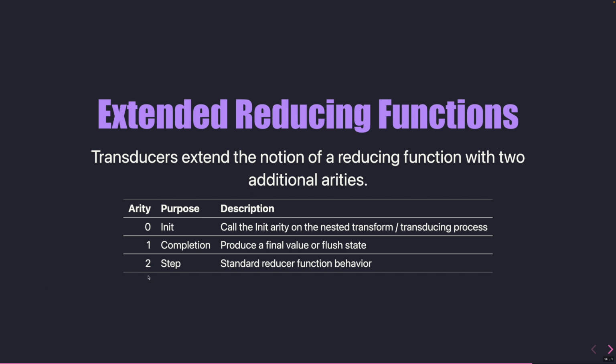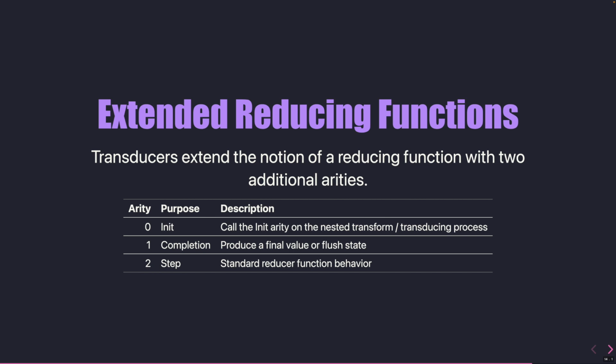Okay, so the two arity is what we just discussed. It's one step in the transformation. It's potentially add this value into this collection like conj does, right? But the other arities have these particular purposes that you mostly care about when you start to implement your own transducers. So the zero arity form is used for initialization. So we call the zero arity form on our nested transform.